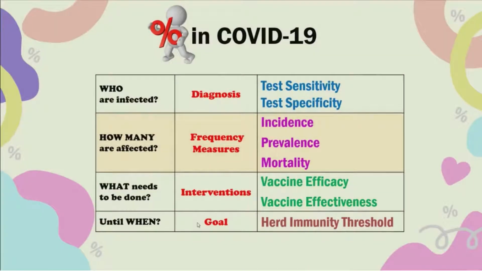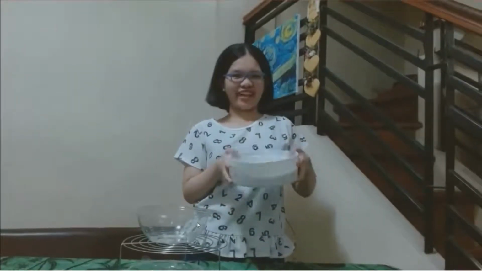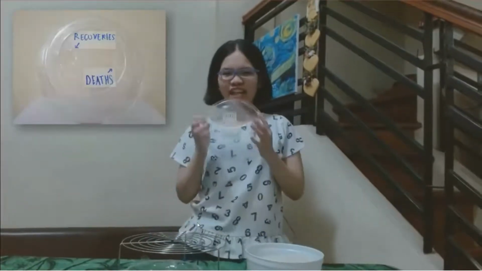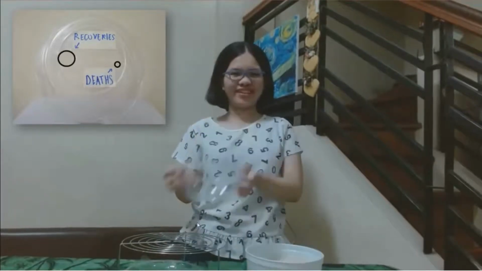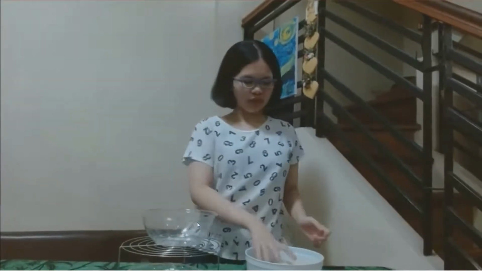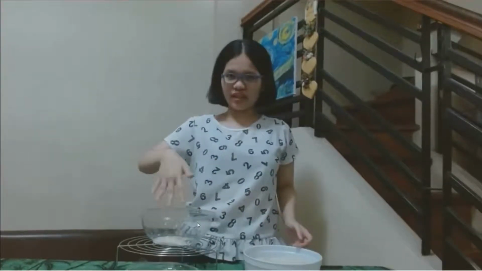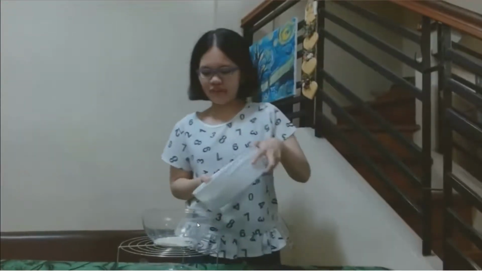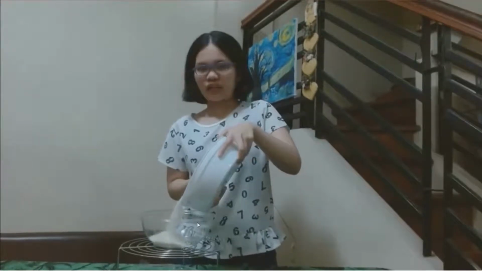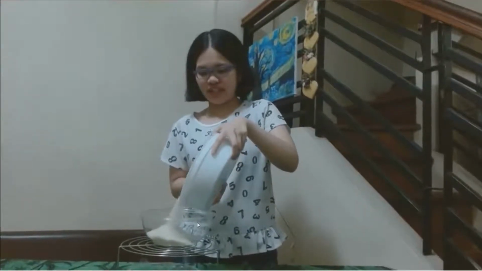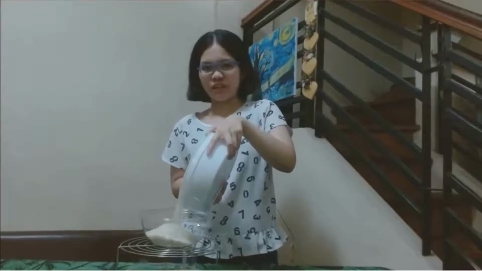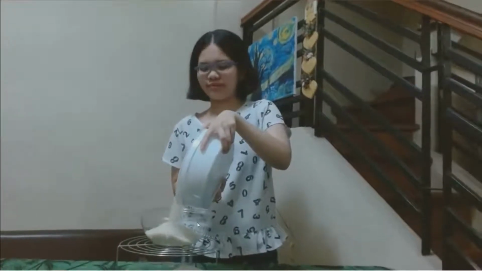After testing, frequency measures are used to characterize the occurrence of COVID in the population. Here I have some rice grains and a recycled bowl with 2 holes. Now, I'm gonna pour new rice grains onto the bowl, slowly or fast. The amount of rice grains in the bowl changes. Some rice grains go out of the 2 holes too.